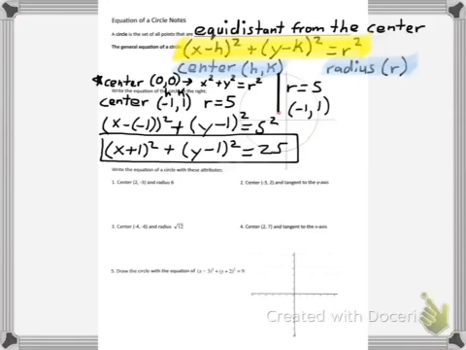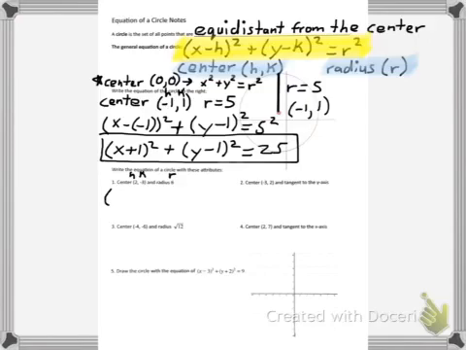For these next 4 problems, we're going to write the standard equation of the circle given the attributes. On number 1, the center of the circle is at (2, -3). So remember, that's our h and our k values. And it tells us that the radius is 6. So the radius is our r. So all we have to do is plug those numbers into the equation to get our equation for the circle.